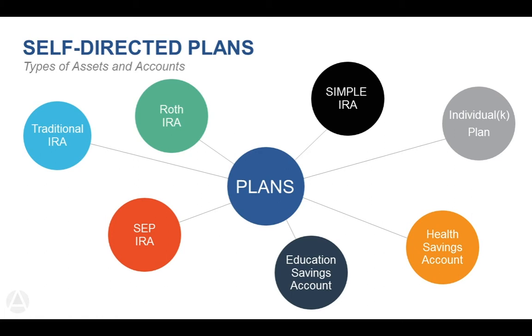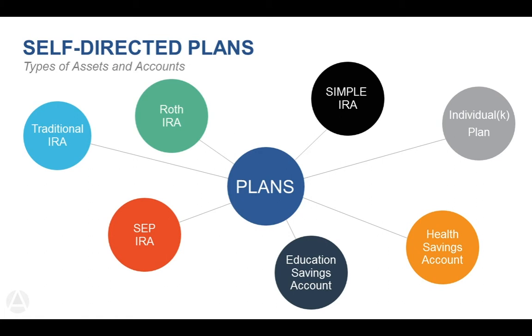So the simple plan allows for about $12,500 of cash to be electively put in by the employee, and then the employer will have a few options if they're going to do a profit sharing match or a few other things with that plan. Now, it's all well and good. It's kind of one of those things where I leave it for another presentation to really break apart what the simple, SEP, and individual 401k plans are.